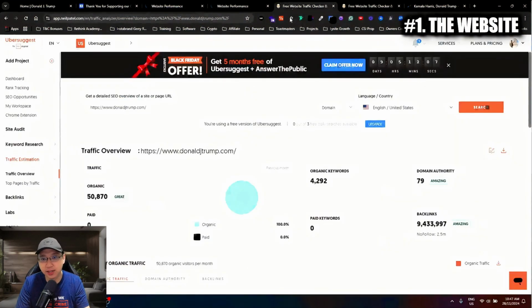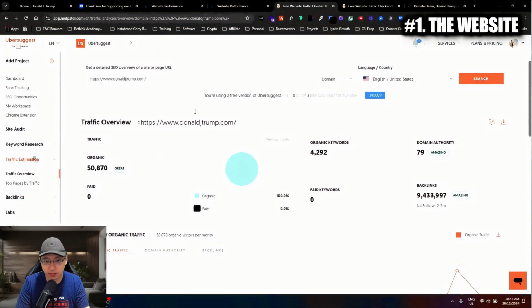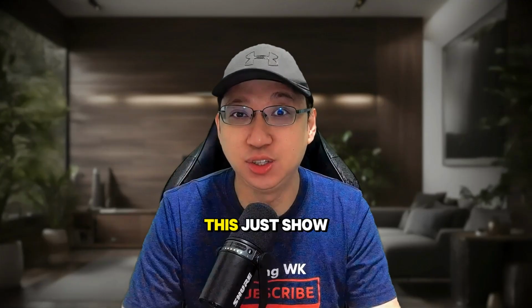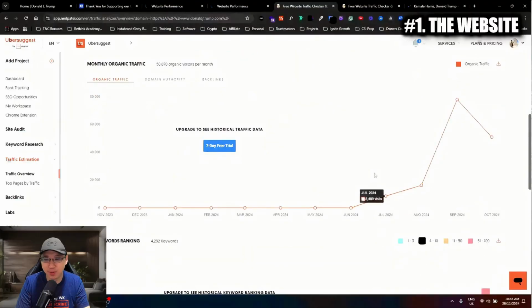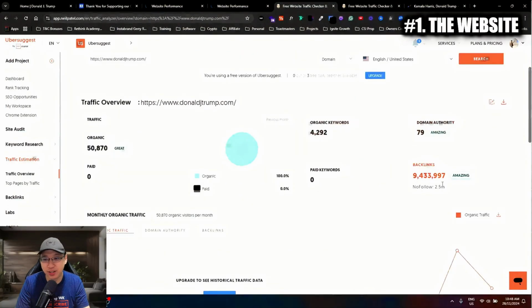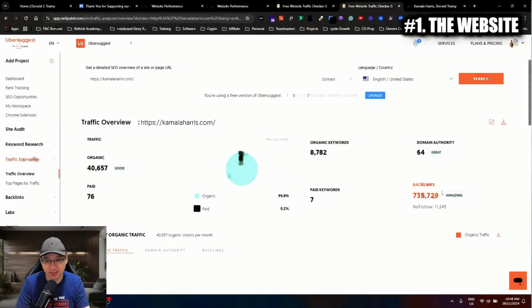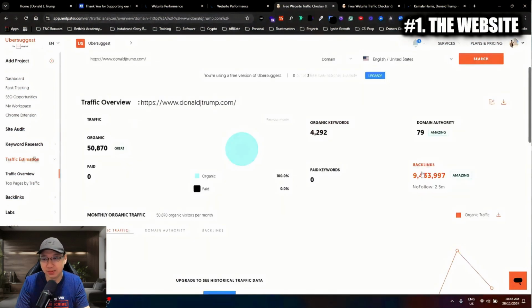There's another tracker that I look into, which is Ubersuggest. You can see that in terms of organic traffic, it's quite good. And you can look into backlinks. Look at how many backlinks Kamala has compared to Donald Trump. This just shows how much media like to talk about him. Alright, so a lot of people link back to him. This is very interesting data. It just means that there are a lot of people linking their websites back to Donald Trump.